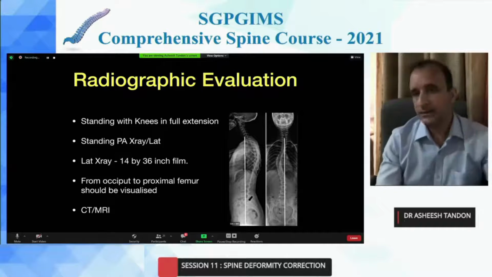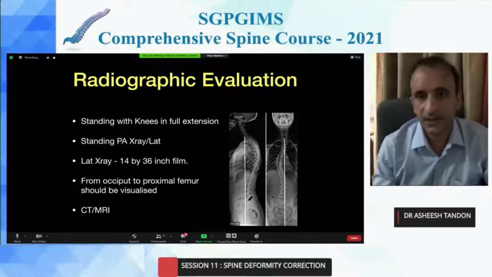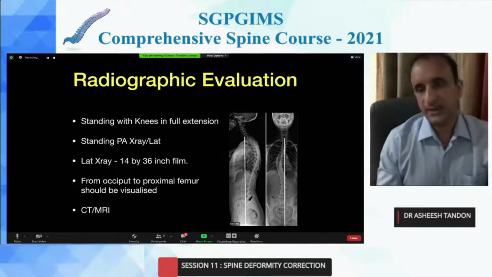Thereafter, in my practice, I go in for MRI in all the cases. You can add CT scan as well.